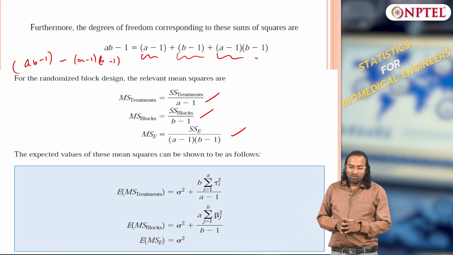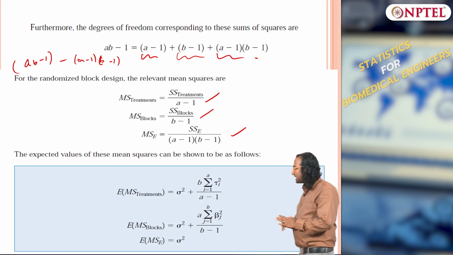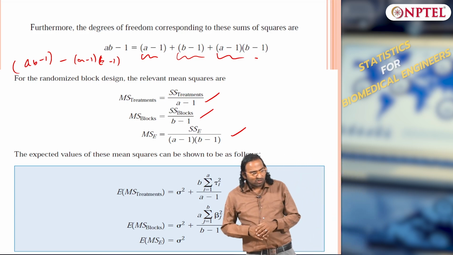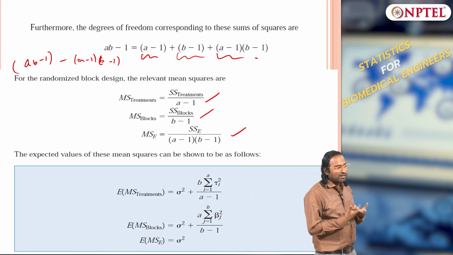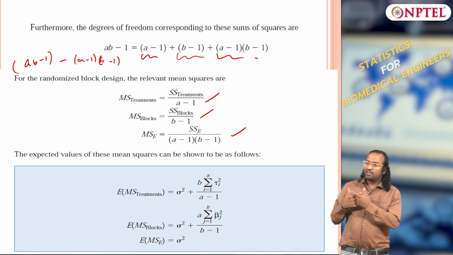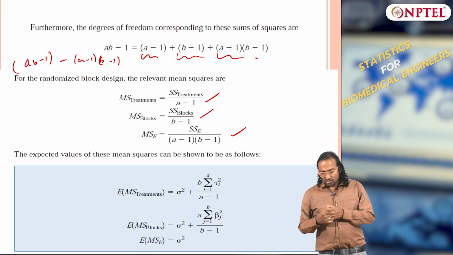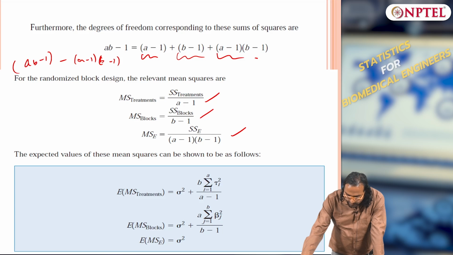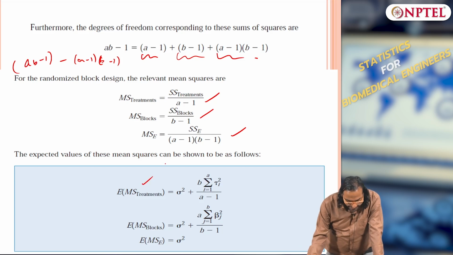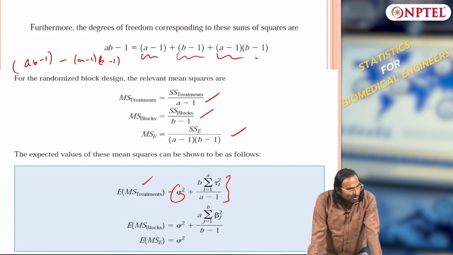Now the next step, I am again not deriving here, I am just going to show you that whatever we have done in ANOVA will translate to RCBD as well. What we have done in ANOVA is the expectation of mean square treatment, we derived it, it is sigma squared plus summation tau i squared. If you remember ANOVA, this is sigma squared plus summation tau i squared.